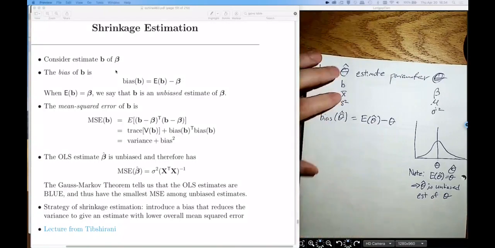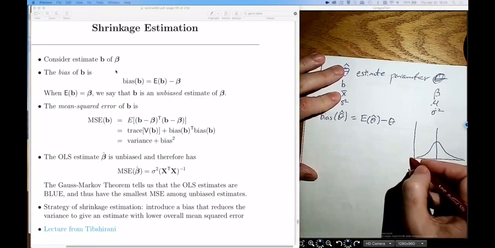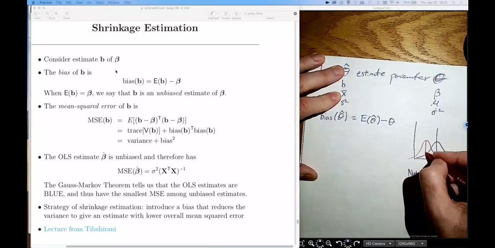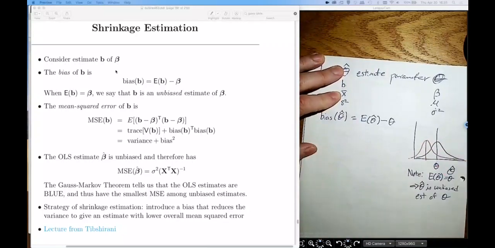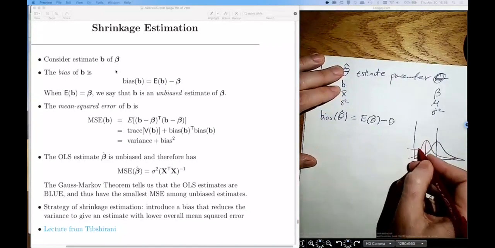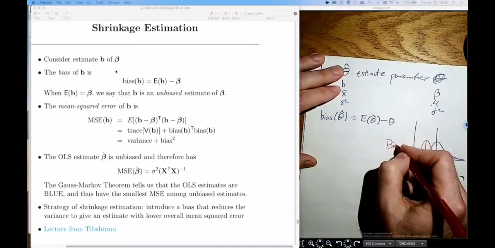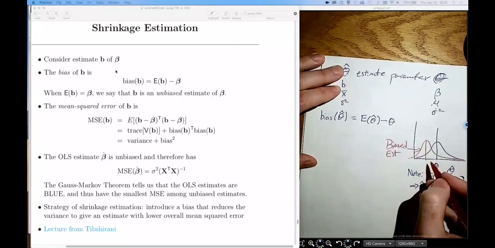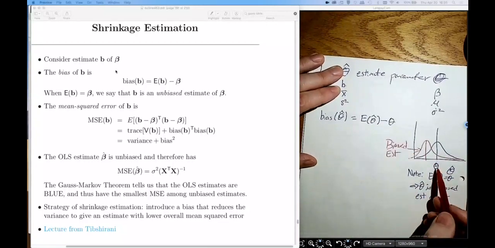Let's consider another estimator. I could have another estimator that looks like this. Notice that the expected value of the red estimator does not hit theta. So this would be a biased estimate because on average we are below what we should be.